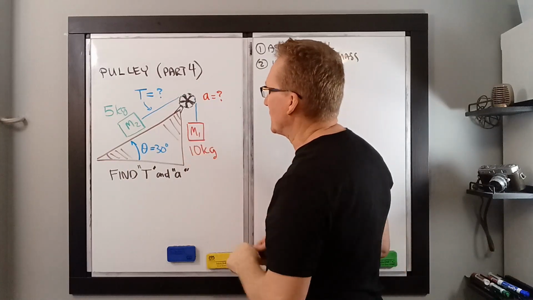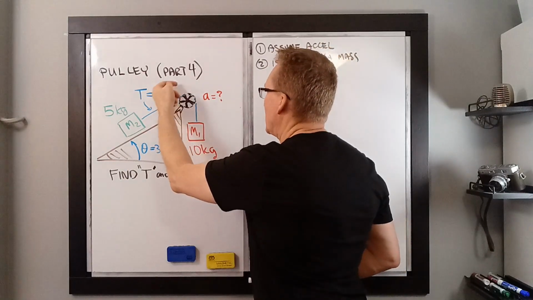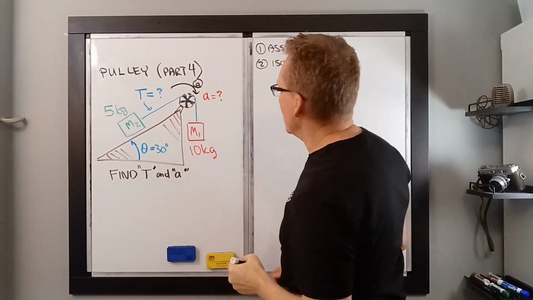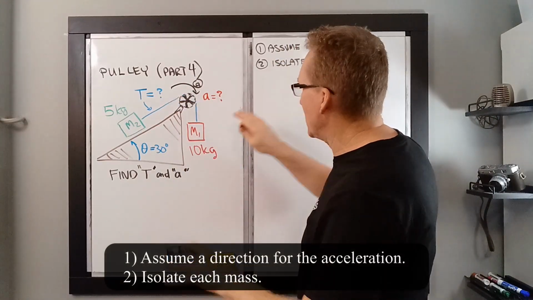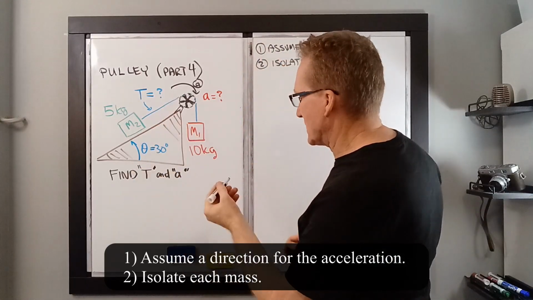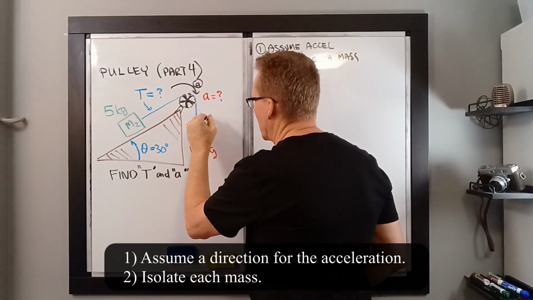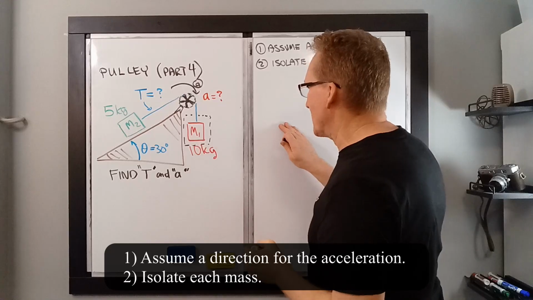So what do we know about the acceleration? We know for sure it's going to be in this direction. So we can assume the acceleration is in that direction. We do everything else in accordance with that. Now we're going to isolate each of the masses, and we'll draw little isolation boxes around them like this. I'm going to redraw box number 1 here.